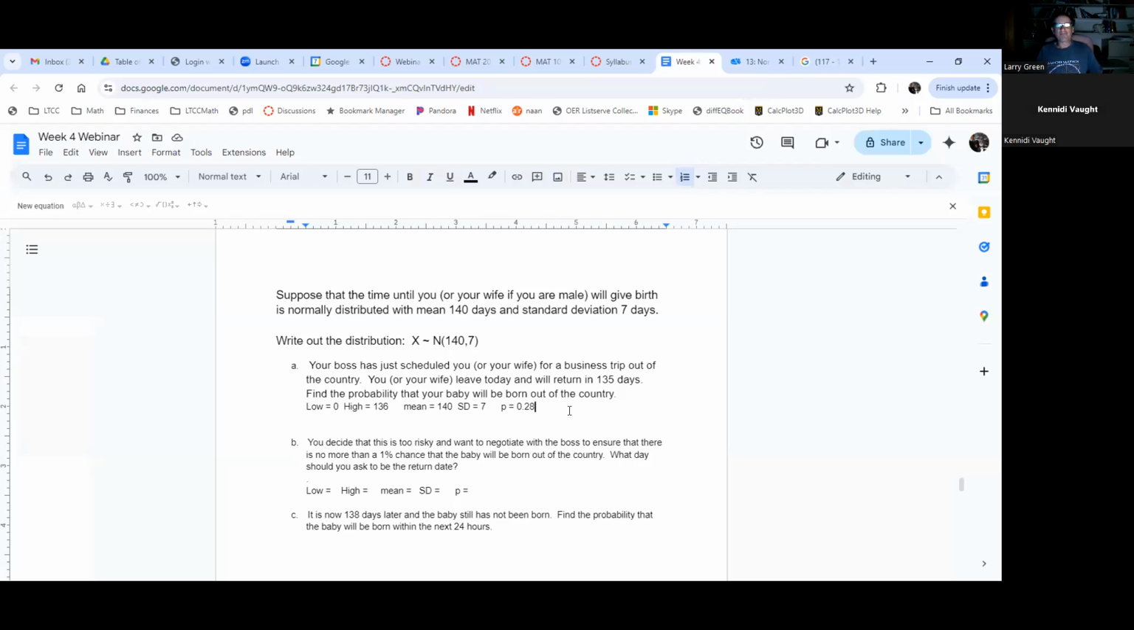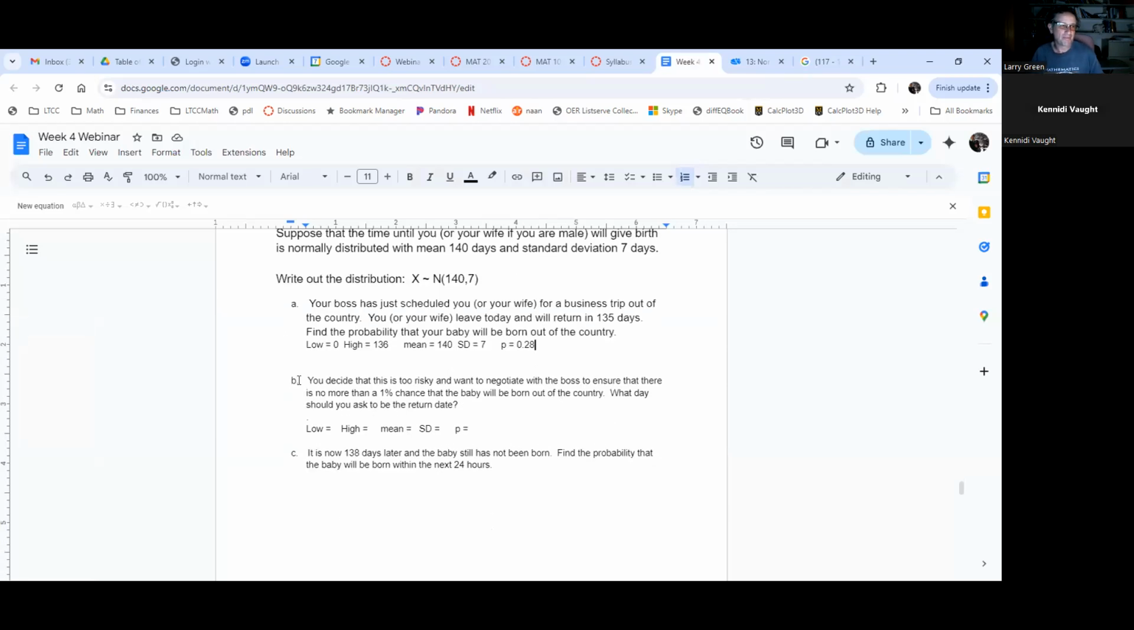Okay, so here's part B. You decide it's too risky, and you want to negotiate with your boss. Sound good? And you want to ensure that there's no more than a 1% chance for the baby to be born out of the country. What day should you ask to be the return date? Any questions on the question? Okay. What's the low?